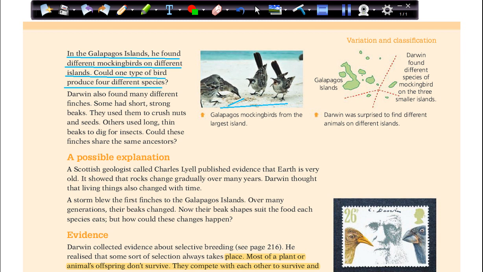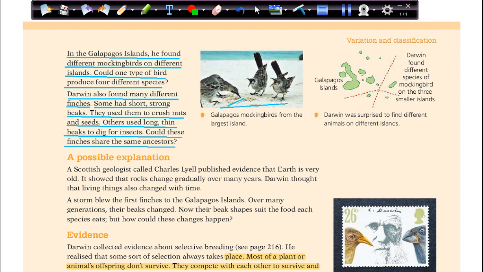Darwin also found many different finches. Finches are a kind of bird, smaller than this one, and it has a short beak. Some had short, strong beaks. They used them to crush nuts and seeds. Others used long, thin beaks to dig for insects. Could these finches share the same ancestors?